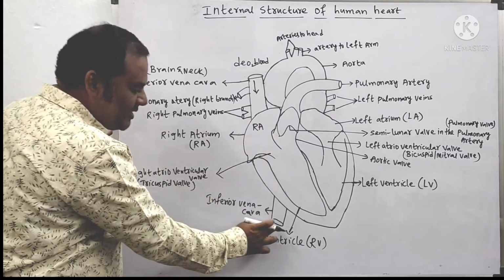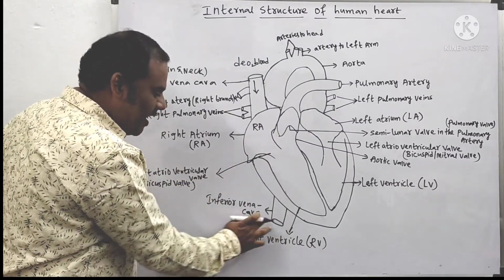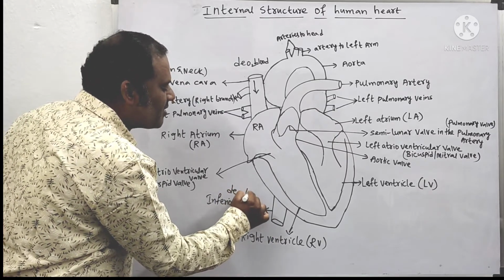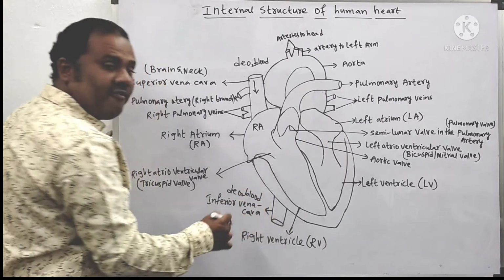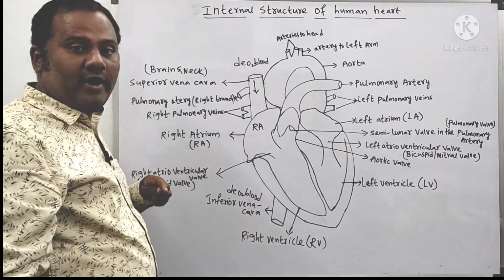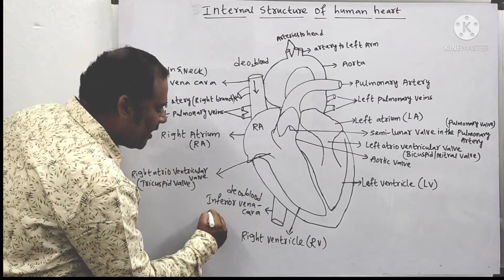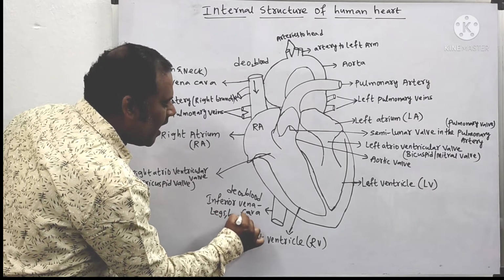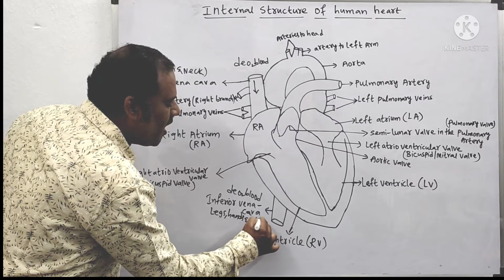And then you take this, the inferior vena cava. This inferior vena cava is also bringing what type of blood? Deoxygenated blood. From where? From the lower parts of the body. Lower parts of the body. What are they? They are legs, hands, as well as the abdomen. As well as what? Abdomen.